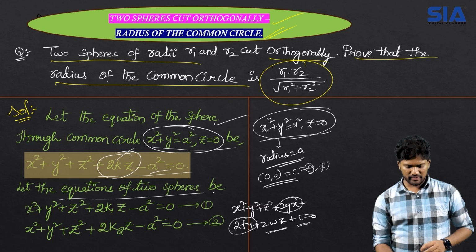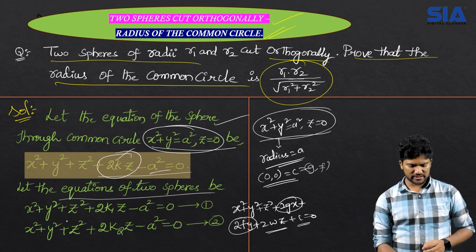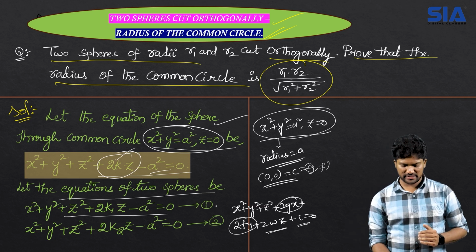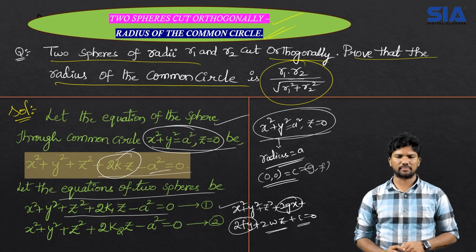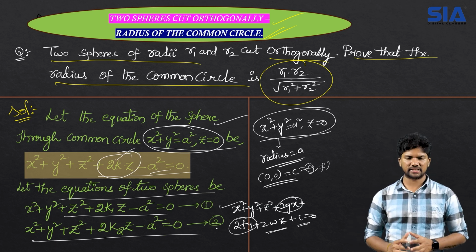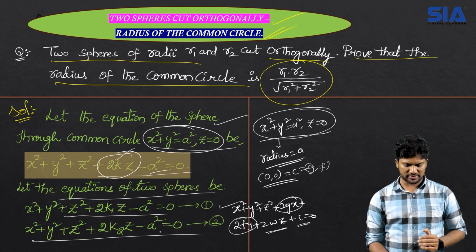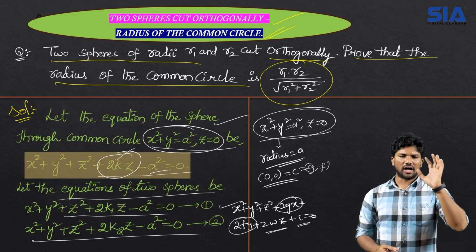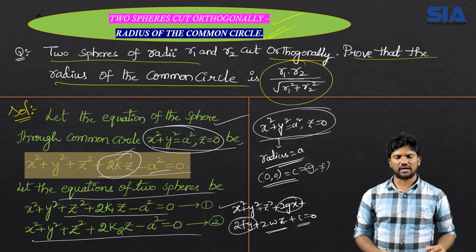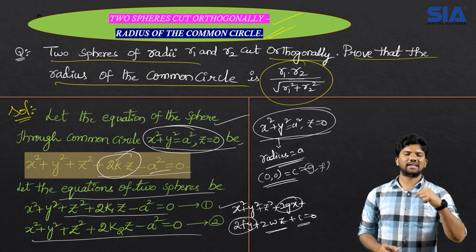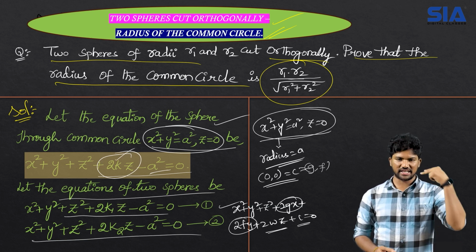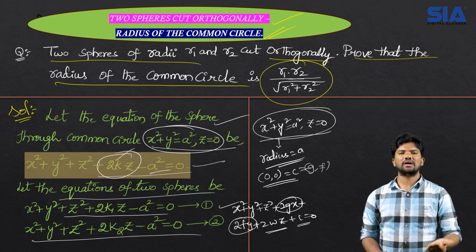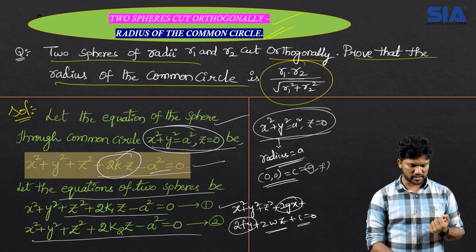Let the equations of the two spheres be x square plus y square plus z square plus 2k suffix 1 z minus a square is equal to 0, we are taking that as equation number 1, and x square plus y square plus z square plus 2k suffix 2 z minus a square is equal to 0, we are taking that as equation number 2. After taking the general equation of the sphere, again we take the equations of two spheres. The general equation is this one, and based on it we are considering two more equations for the two spheres.